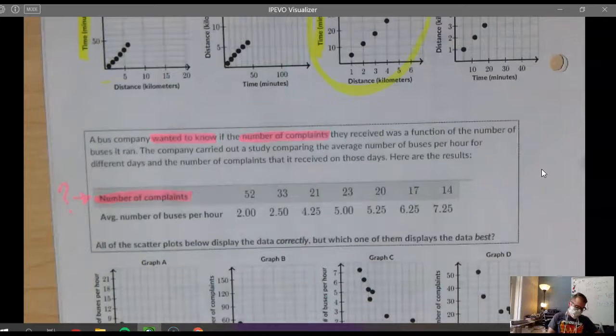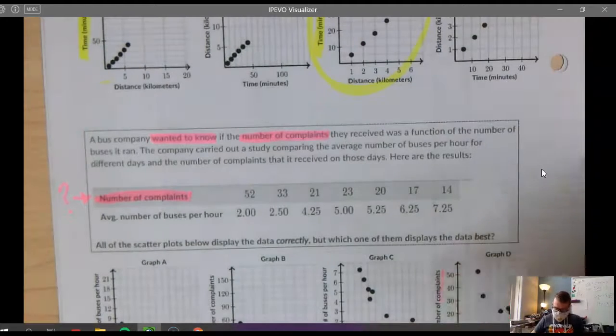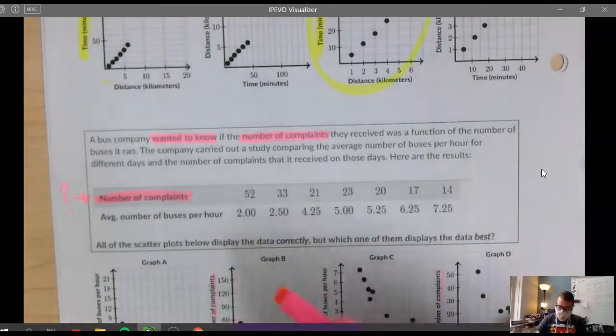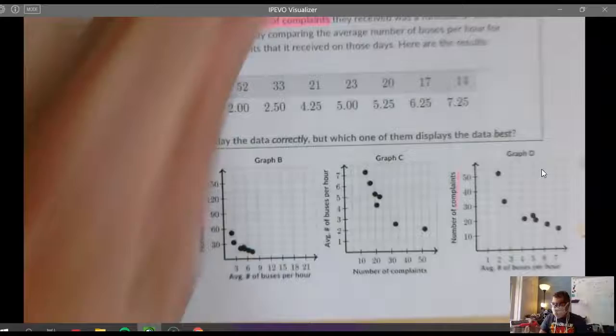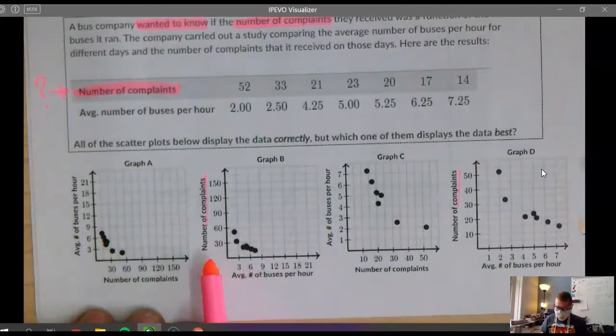Kelly's not here. Cooper, what do you think? You're thinking D? Why D? They want to predict complaints. What else? Yeah, it spreads out our data nicer, right? So B also puts complaints where it should be, but doesn't model this at all.